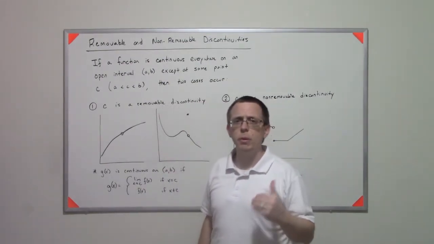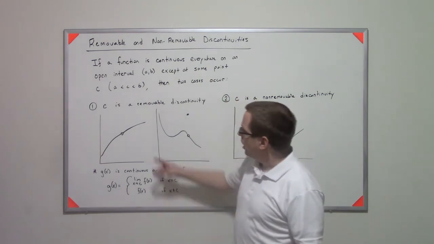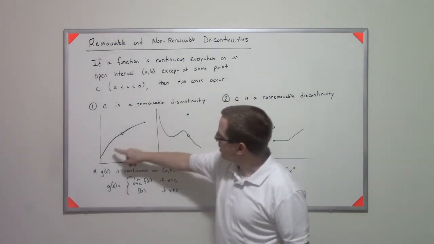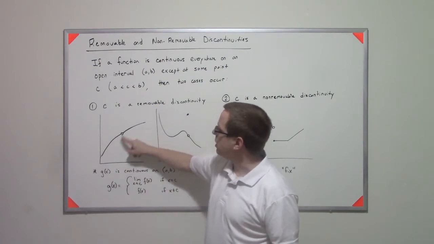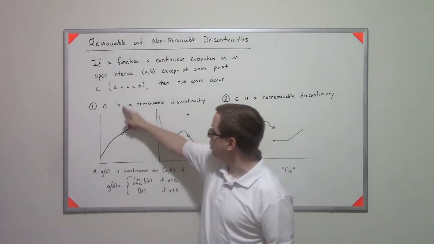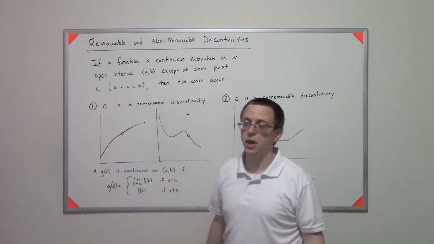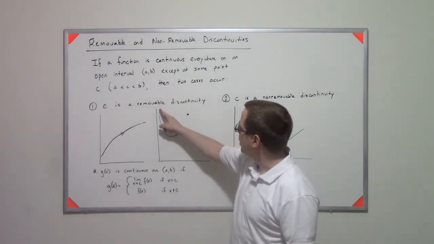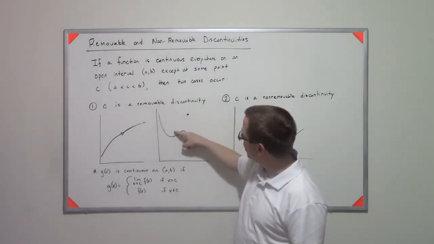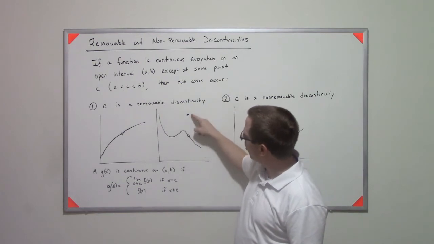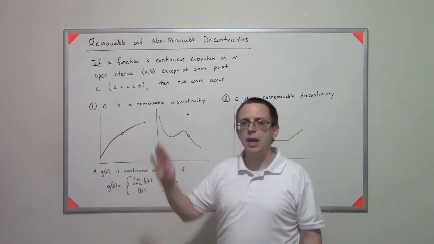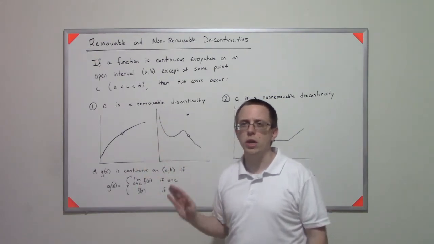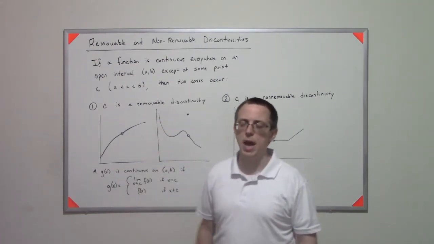In the case of a removable discontinuity, it's one of these types of cases. In this one, I have a function, but it's not defined at the point. It just doesn't exist there. The second one is that a function exists at the point, but it doesn't agree with the limit. So if you were tracking the function normally, it doesn't agree with what you would think would be the behavior.